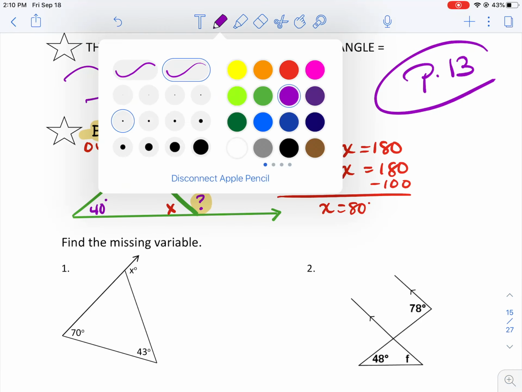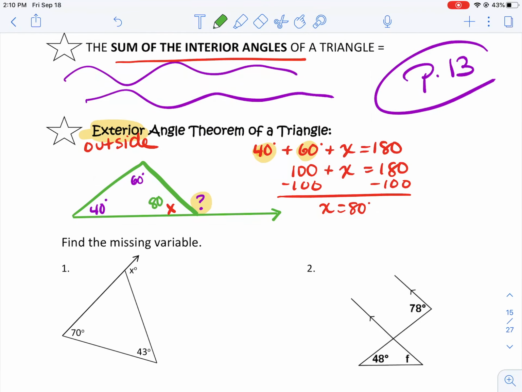I'm going to use a different color, and put 80 degrees right here. Now, how are we going to figure out what our exterior angle is? We still don't know. But I can do my little semicircle trick. These two angles next to it have to be supplementary. So I'm going to say, 80 degrees plus what gives us 180? If I take 180 minus 80, that gives me 100.